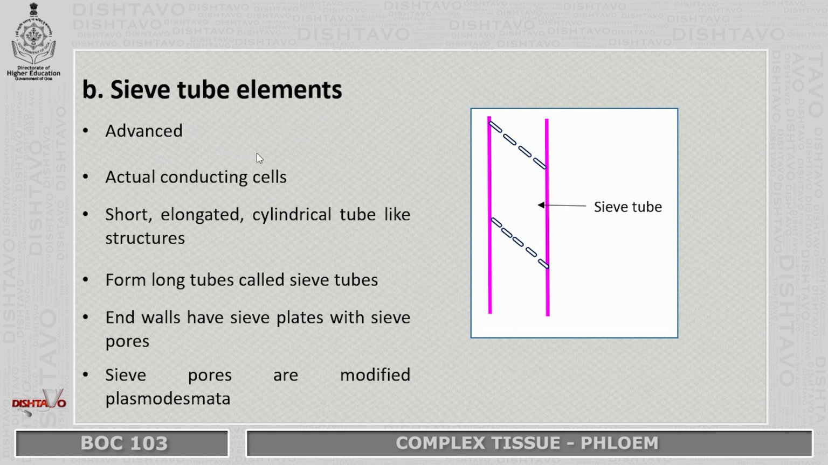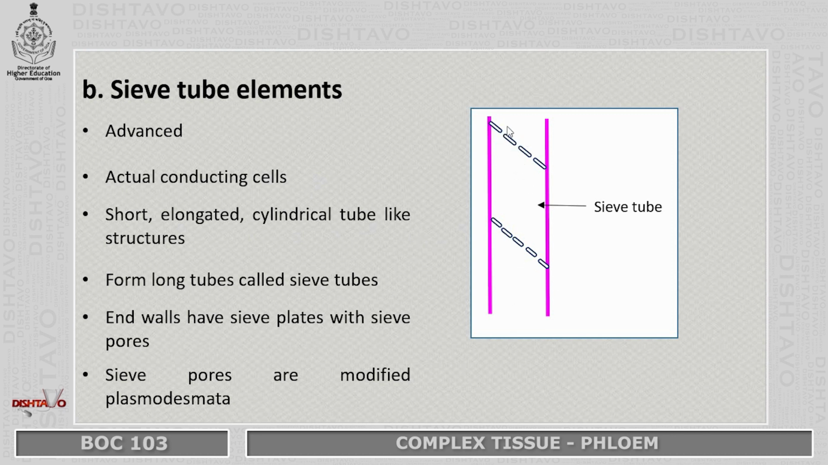Then you have the sieve tube elements, which are the advanced type. These are the actual conducting cells in the phloem tissue. They are short, elongated, cylindrical tube-like structures, and each of them forms a continuous channel called the sieve tube, forming the long tubes.